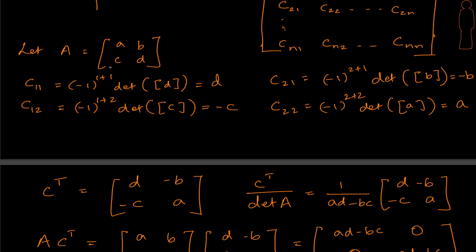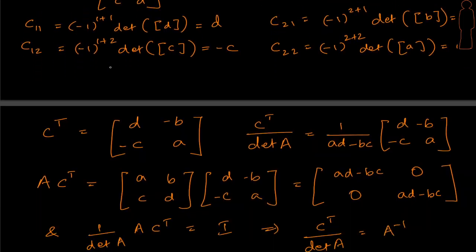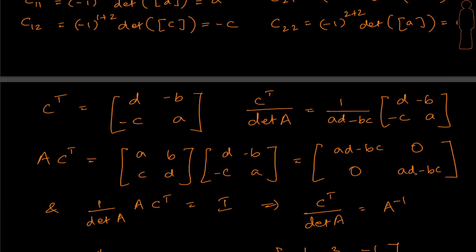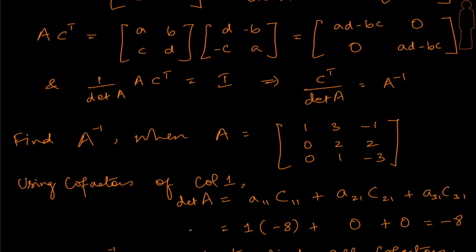Right? It will be interesting to actually multiply this and check and satisfy ourselves to find that it is indeed the inverse, right? The C transpose by the determinant is indeed the inverse, and we are able to see that this is going to produce the identity. Okay, we pick up a 3 by 3 example. So we look at the 3 by 3 example.